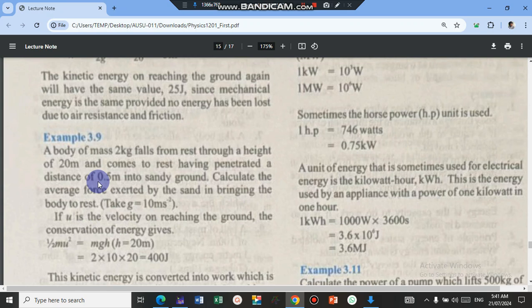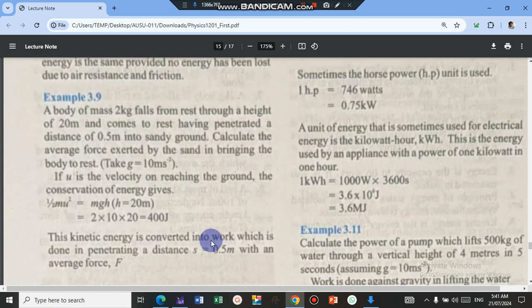upon reaching the ground. And remember, the kinetic energy upon reaching the ground is equal to the potential energy at the maximum height. So what we will do now is to get that energy, mgh. So 2 mgh, 2 is the mass, and then g we know is 10, and h is the height, 20. This will give us 200 joules. It means its kinetic energy upon reaching the ground is 200 joules.